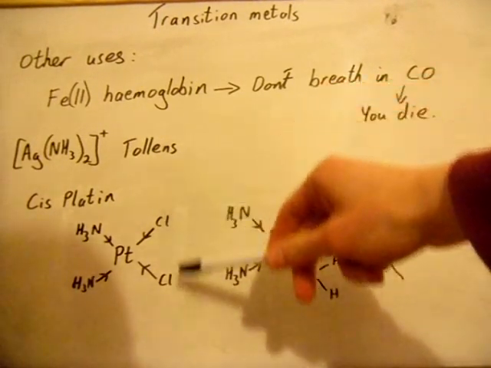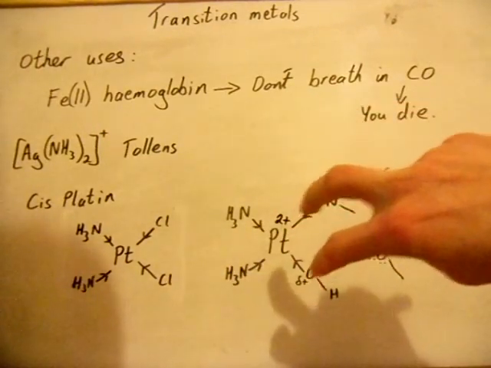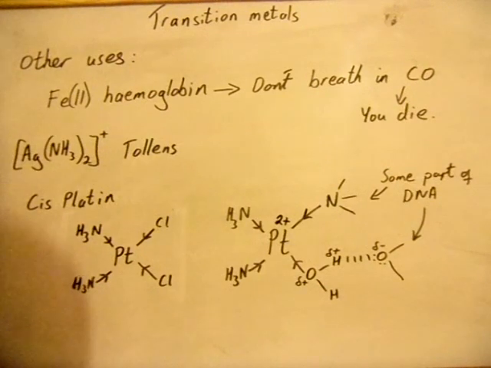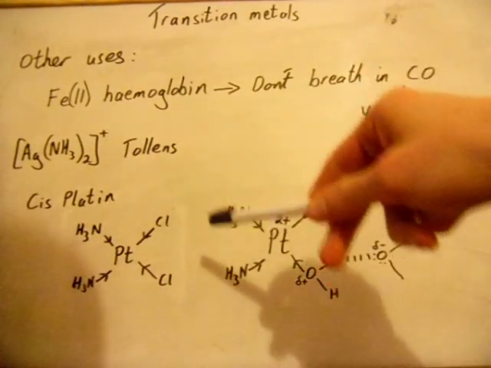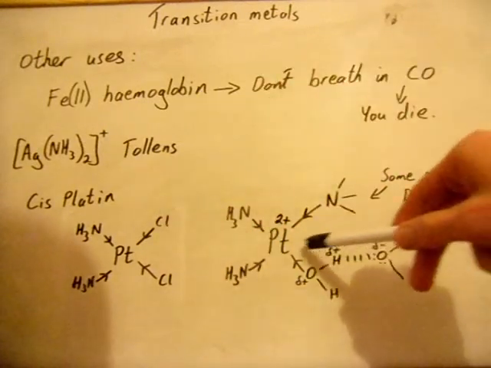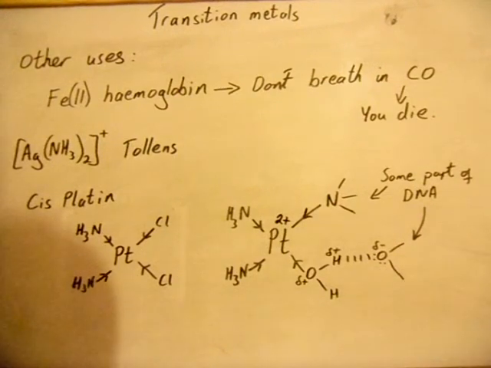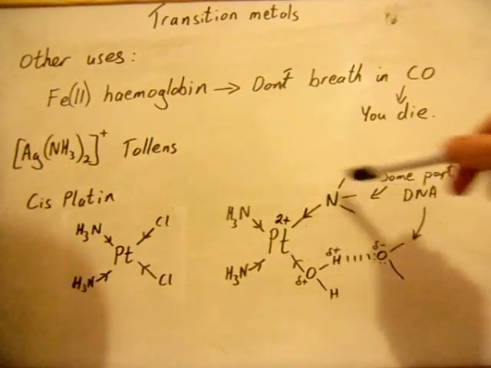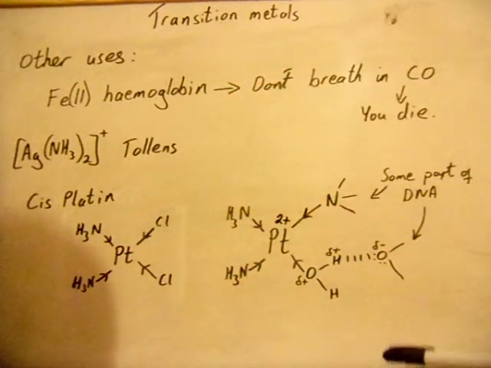The reason why, it's that both of these are on the same side here, so they effectively grab onto the DNA. In the body it doesn't actually look like that. One of the chloride ions tends to get replaced by water. And this is how it will actually stick onto it. So remember, these are dative covalent bonds here.